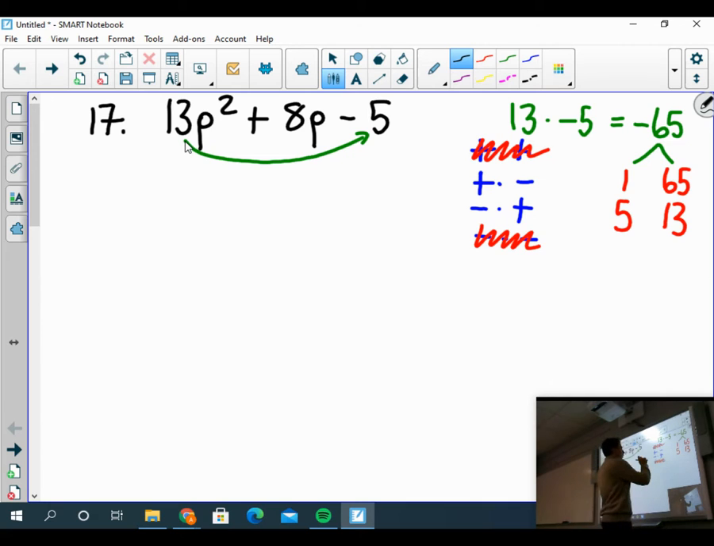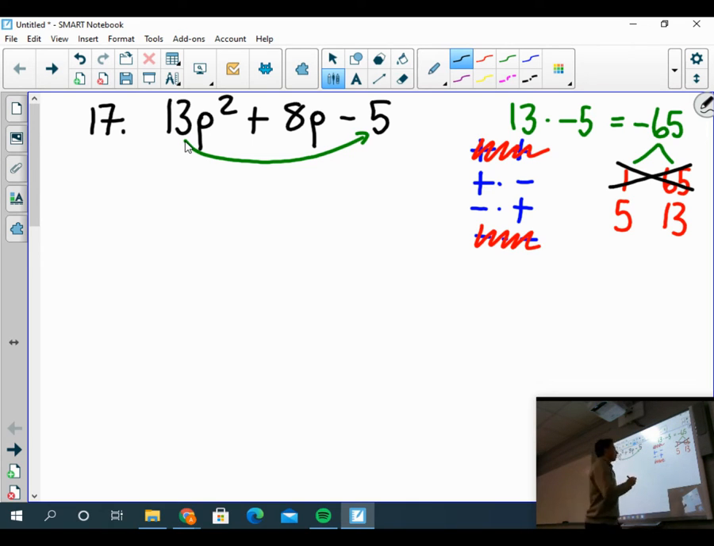So either my first factor needs to be positive and my second one negative, or my first one negative and my second one positive. Either way, my factors are going to have opposite signs. So now that I've ruled out 2 of them, I'm going to look at the sign in front of my middle term, my 8p. I notice it's a positive sign, so how can I make positive 8? Well, 1 and 65 won't work, but 13 and 5 will if I'm careful.